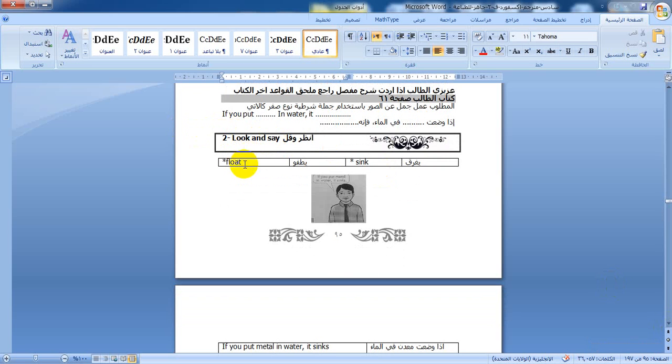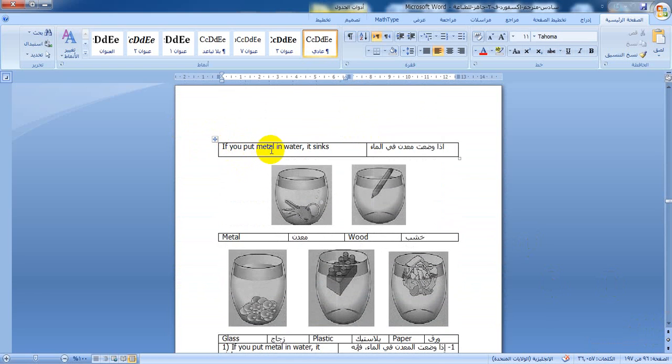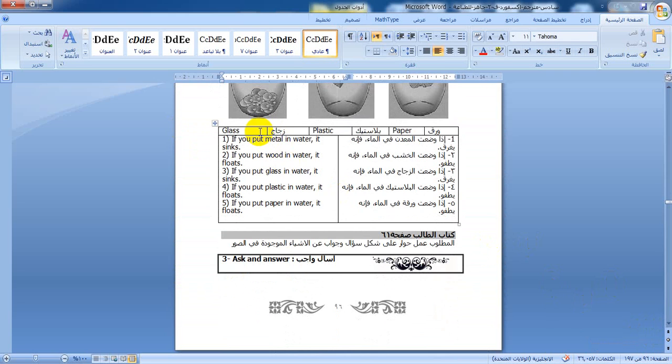Two. Look and say. Flute. Sink. If you put metal in water, it sinks. Metal, wood, glass, plastic, paper. If you put metal in water, it sinks. If you put wood in water, it floats. If you put glass in water, it sinks. If you put plastic in water, it floats. If you put paper in water, it floats.